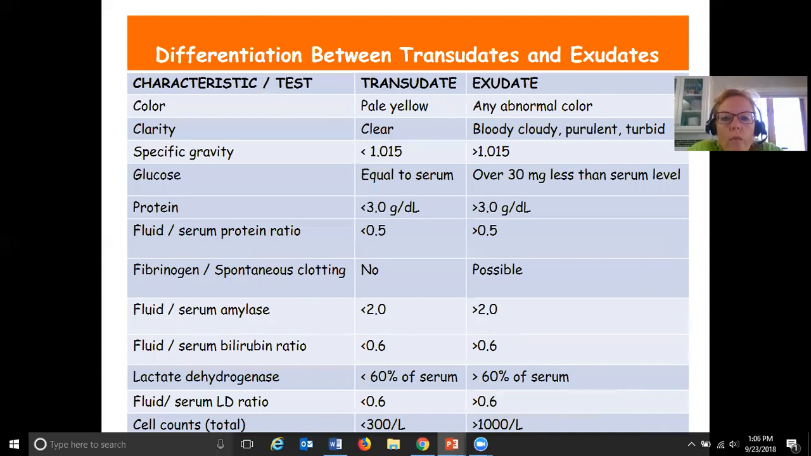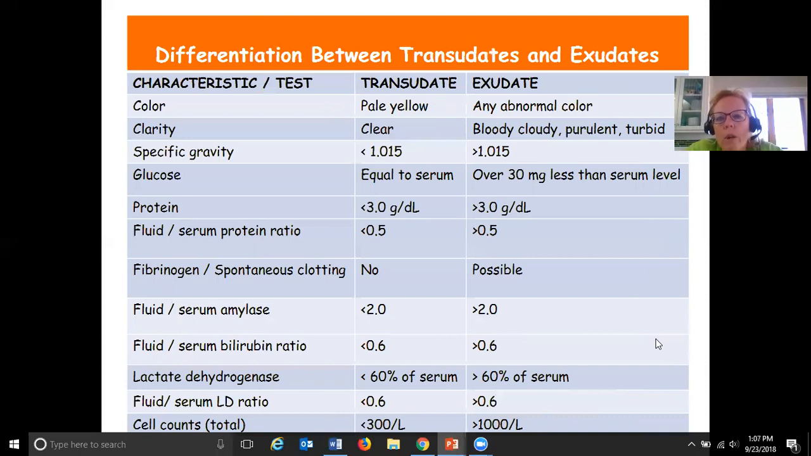Transudates are almost always pale yellow and clear. They pretty much are equal to serum. They have a low specific gravity, under 1.015. They have a low protein. They usually don't have fibrinogen or spontaneous clotting. The amylase is low. The LDH is low. The cell counts are low. So everything's lower on a transudate. On an exudate, then, it could be any abnormal color.